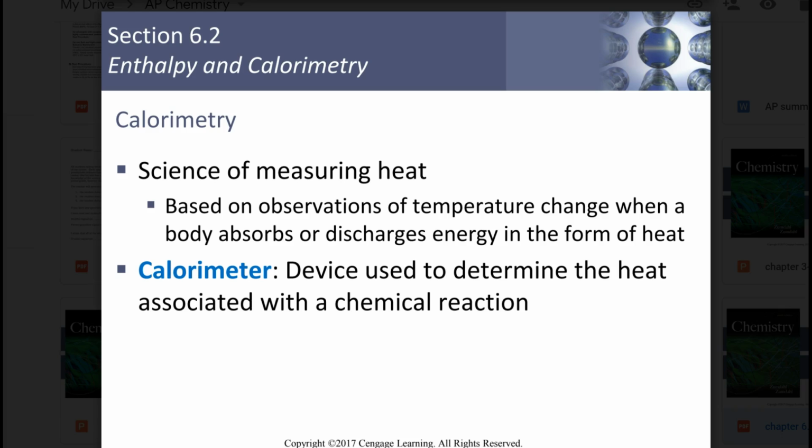Calorimetry. I know you'd be sensitive to that. No, that's why. All right.